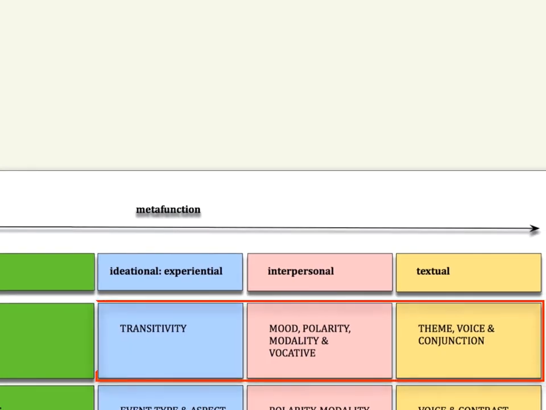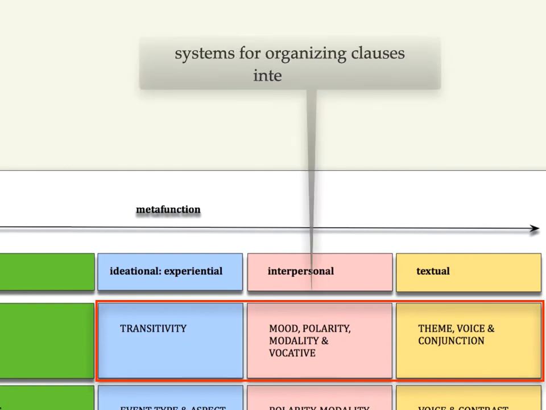But most of the time we will focus on the three components or aspects that make up the resources of the clause, the internal organization of the clause. So, systems for organizing clauses internally. Experiential, the system of transitivity, clause as figure. Interpersonal, mood and related systems, clause as move. And finally, textual, theme and some other systems, clause as message.